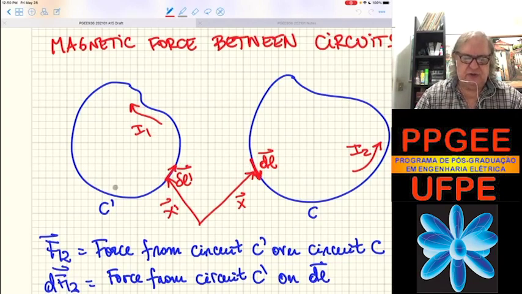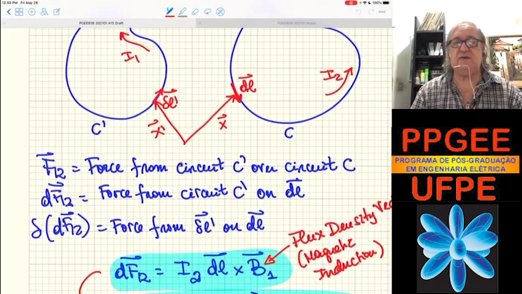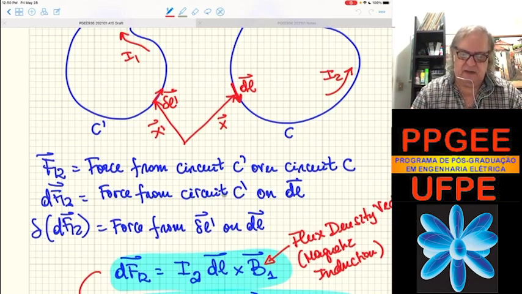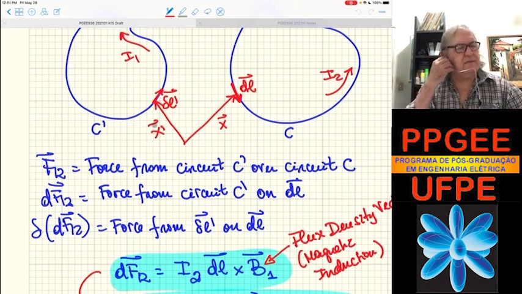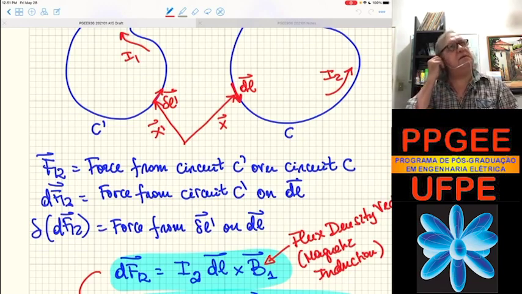So if we call F12 the force from circuit C prime over circuit C, the total force, the integral effect of all the elements, and dF12 is the force of circuit C prime on this element. And the differential of F12, which is associated with this element here, is the force from the L prime on the L.